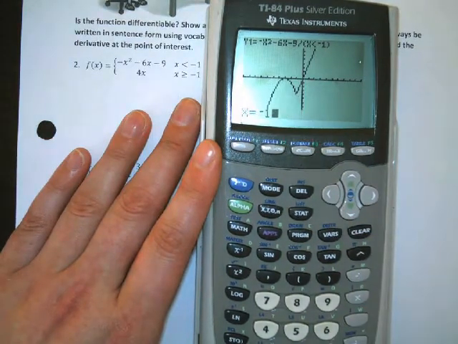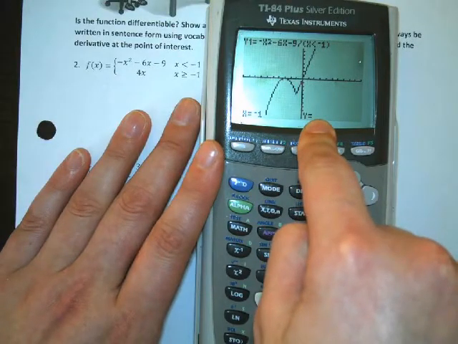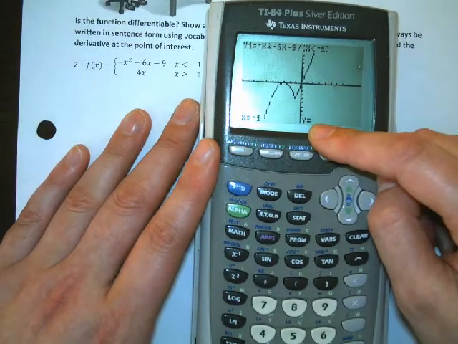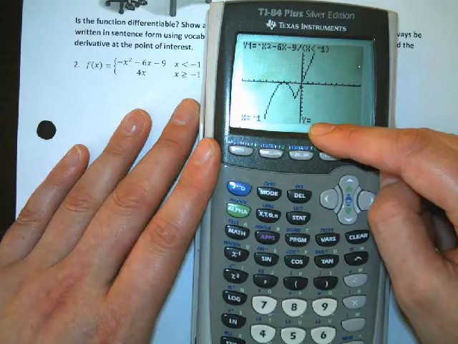I'm plugging in -1 for x. It's having a hard time. It's not answering either way. So if it gave me the derivative, it should say dy dx equals a number. It's not saying that, but it's definitely not giving me an answer. Does that make sense? Okay.